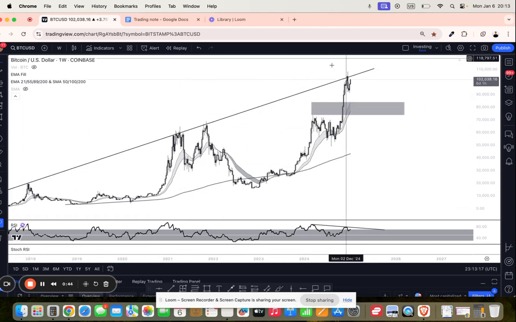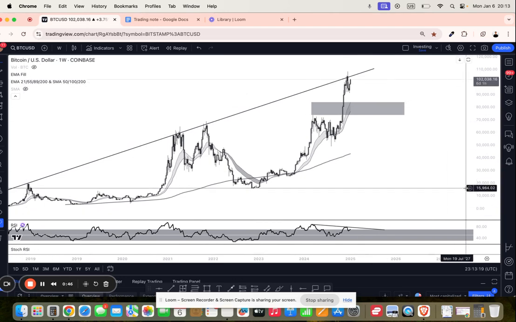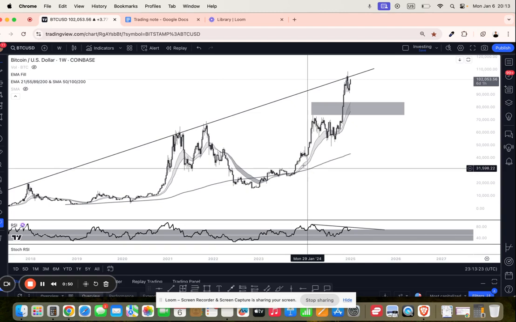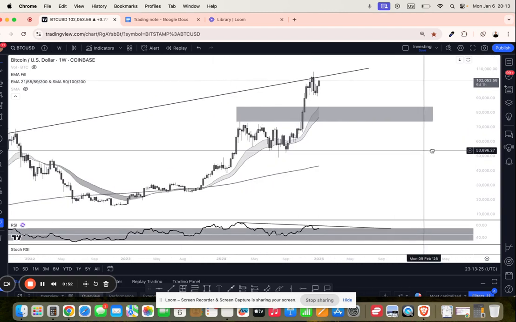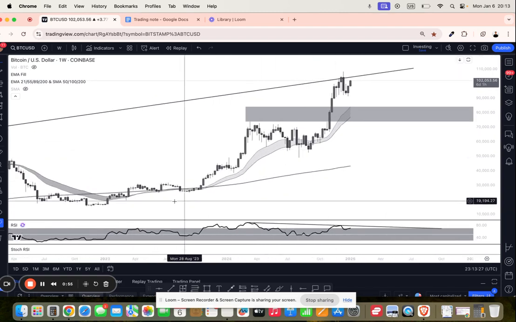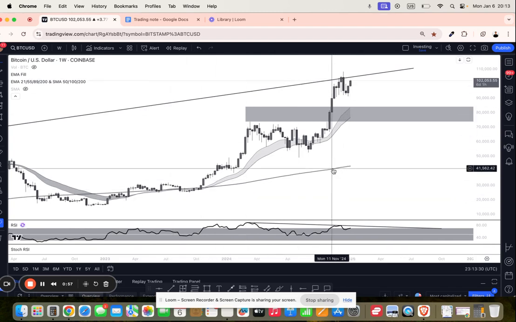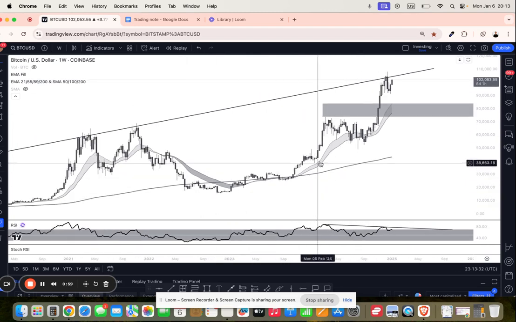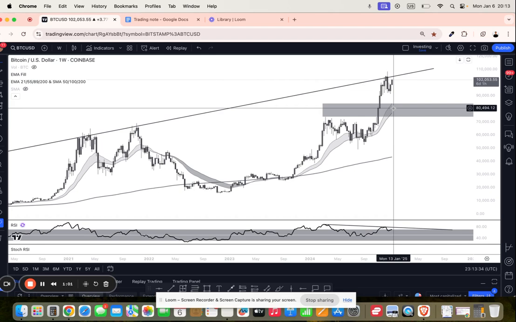So I'm going to start out here with the bullish case, and then we're going to do the bearish case, right? Because there are two. There's always two sides of the coin. So let's just start out with the basics here. Bitcoin is in a macro uptrend. We're making higher highs and higher lows. We're in a bull market. We are above our EMA band, which is very, very positive.